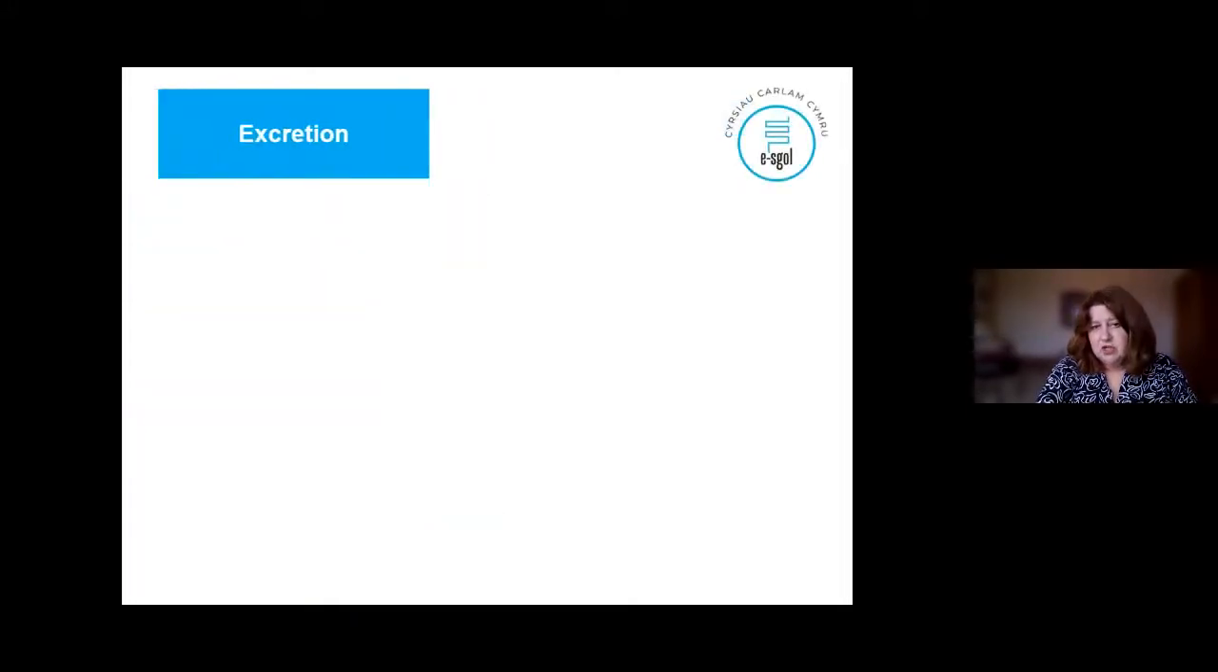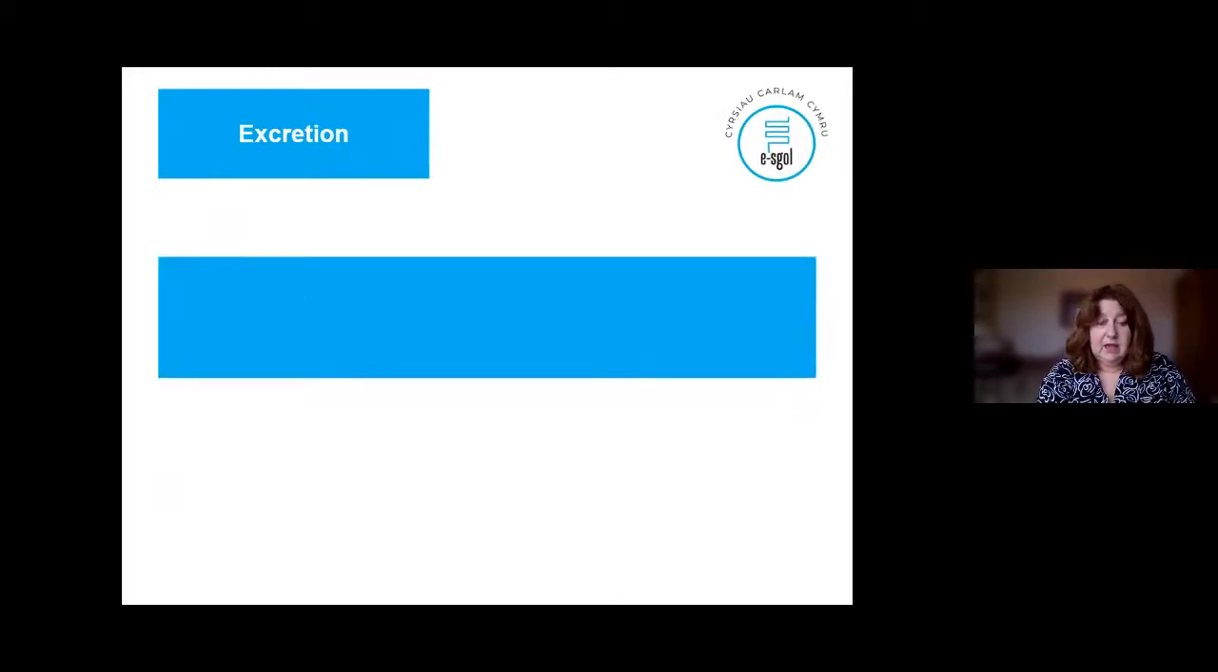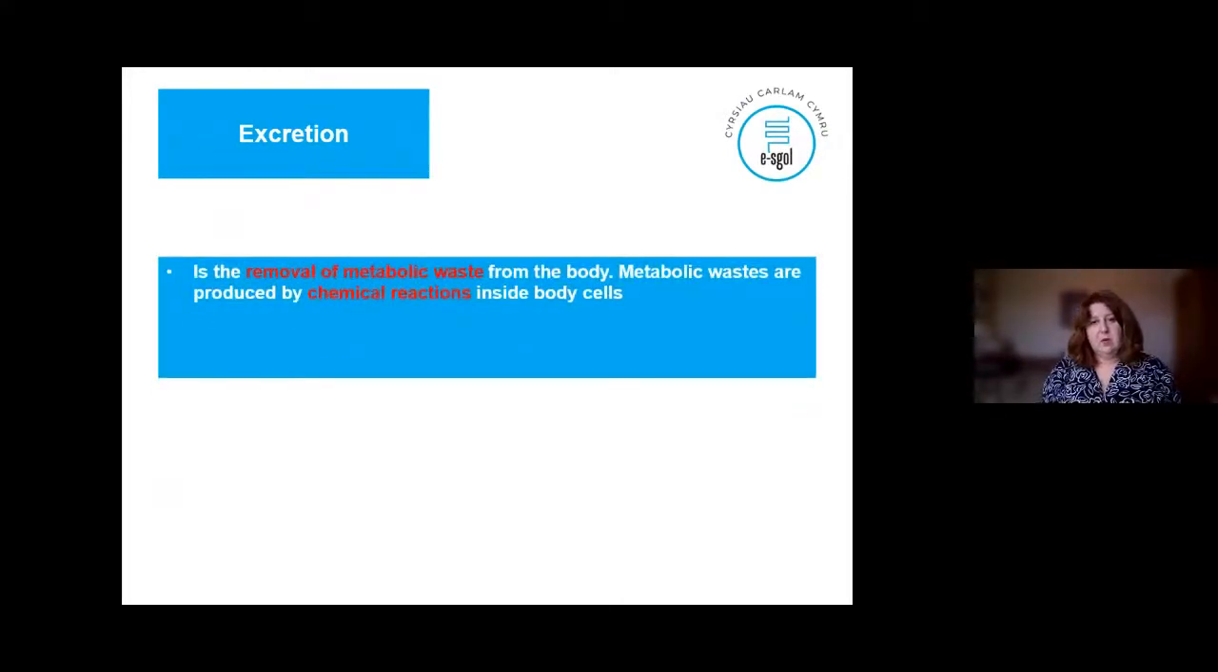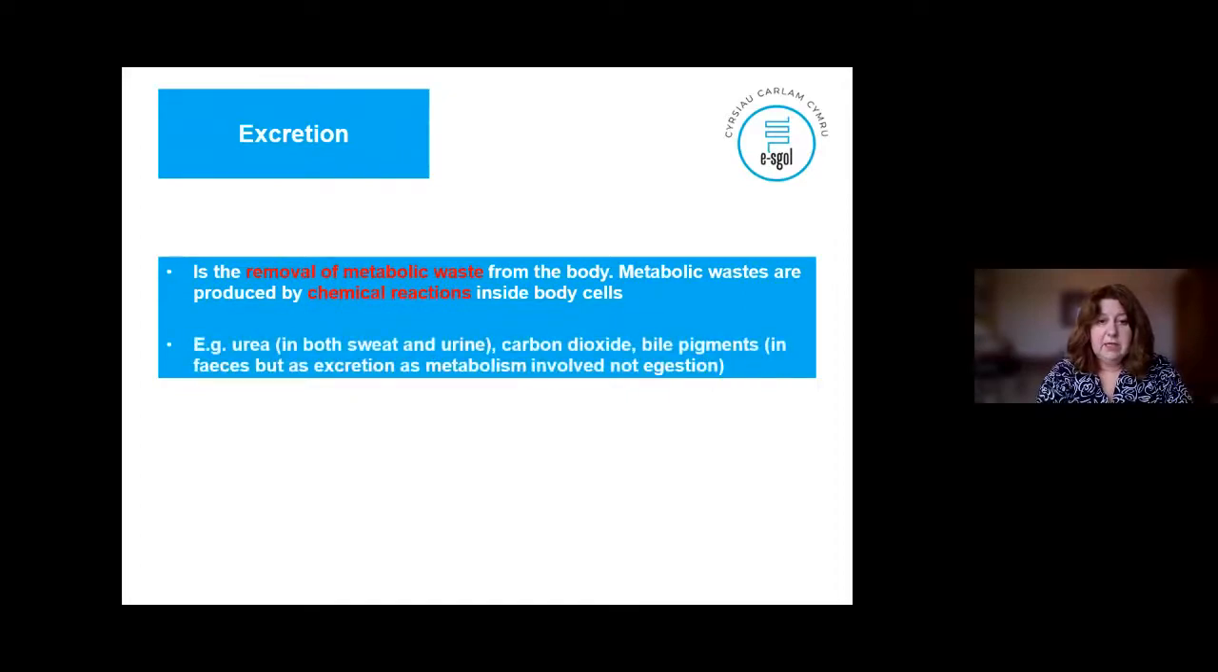So excretion, which is what the kidney does and is part of, is the removal of metabolic waste. We're talking about waste that's been involved in the chemical reactions of the body. So let's be clear about that. Let's think about some of the substances that are excreted. We're going to focus on urea today, and urea is excreted not only in urine, as we know, but also in sweat. But we've got other things as well, like carbon dioxide.